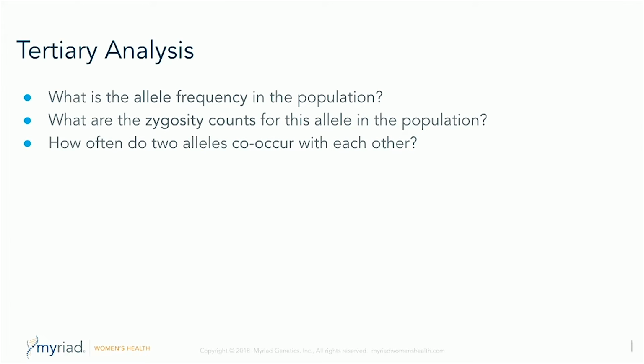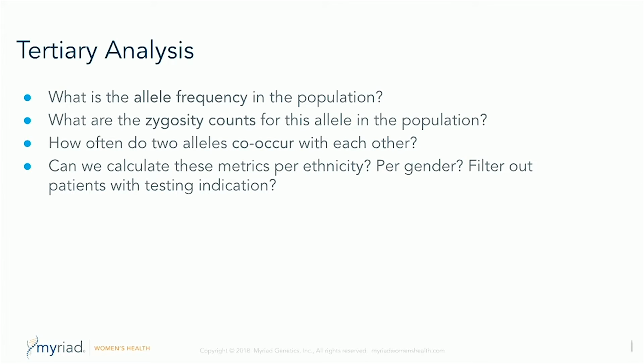Other types of questions that we may want to ask when we're doing tertiary analysis would be, how often do we see a combination of alleles together in one patient? We also might want to calculate these metrics on different segments of the population. So we may want to segment by ethnicity, for example. Sometimes an allele can have a high frequency in one ethnicity, but not others, and that would give it enough evidence to classify it as benign. We may also want to segment by gender, because there are some diseases like cystic fibrosis that have different outcomes per gender, and so you might want to look only at the female population if you want to assume a healthy population.